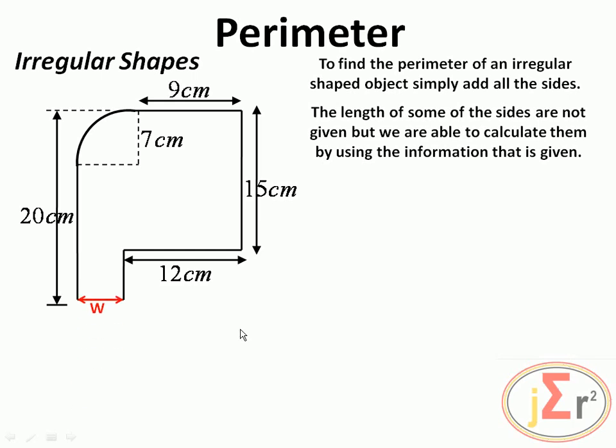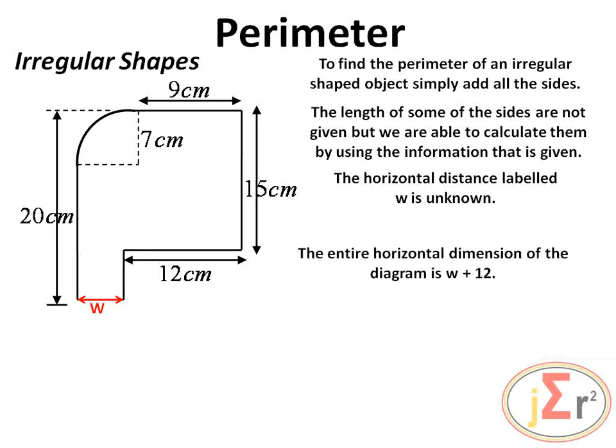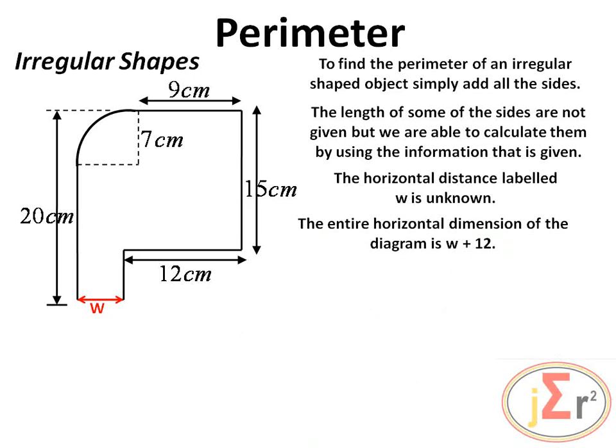Say for argument's sake, W, that little portion there, the horizontal distance labeled W, is unknown. The entire horizontal dimension of the diagram is W plus 12. So we see we have W come to here, and all the way across there we have 12. See that? So the W and the 12 go together. That is the distance horizontally.